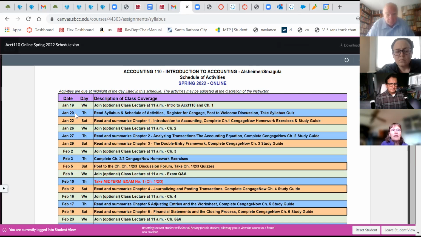And then for Thursdays and Saturdays, these are our main homework due dates. This is what we want you to do. Read for this Thursday, it's pretty easy. You read the syllabus, you read the schedule of activities. That is the schedule of activities, by the way. You register for Cengage, you post to the welcome discussion, and you take our syllabus quiz.